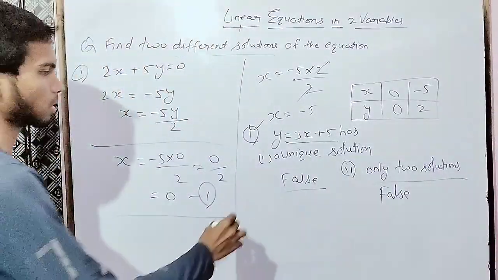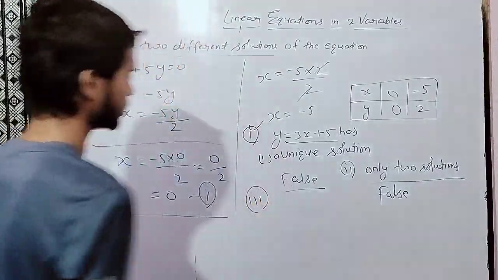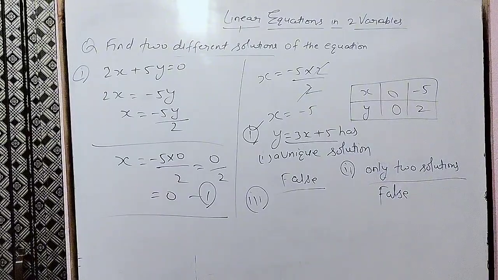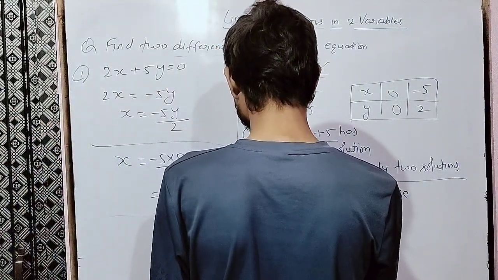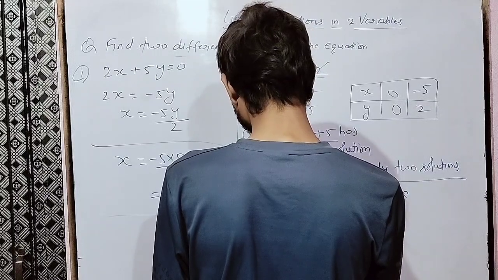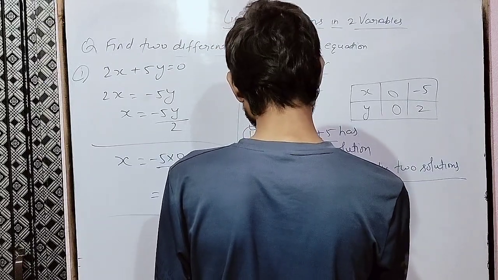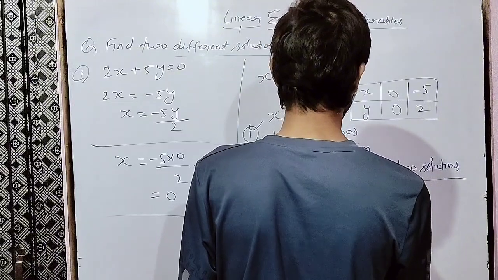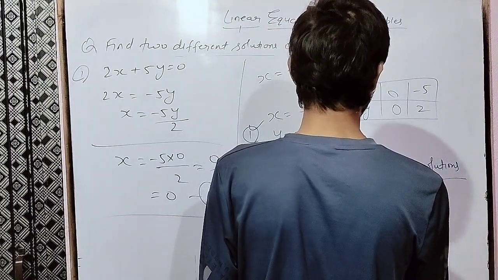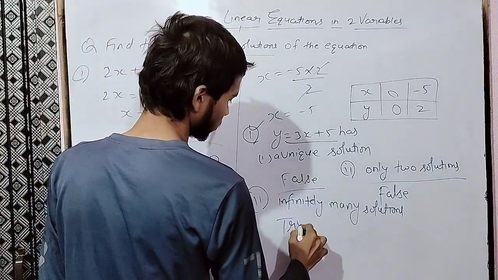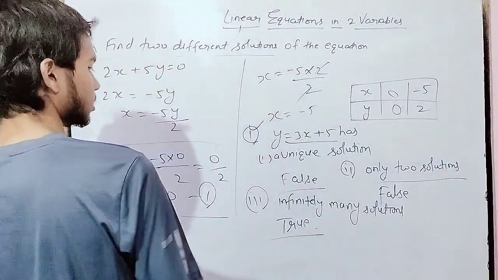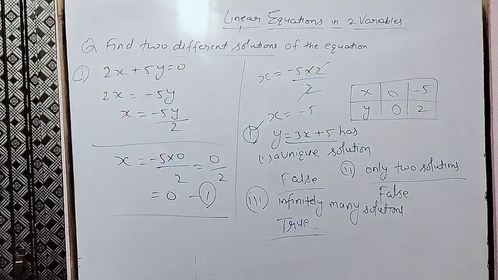The third statement is that a linear equation has infinitely many solutions. Yes, this is true. We clearly know that a linear equation has many solutions, which means infinite, in this context.